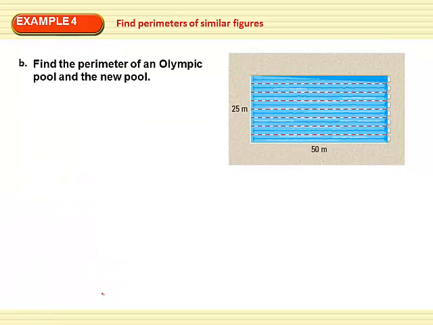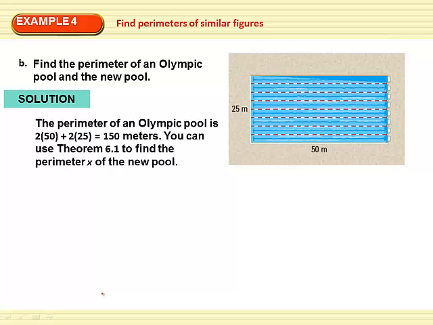Okay, so now it asks, find the perimeter of an Olympic pool and the new pool. This one's a little more in-depth. So we know the perimeter of a rectangle is 2 times the length plus 2 times the width, and we plug it into the formula. We know our lengths and my widths, and you find out that it's 150 meters.